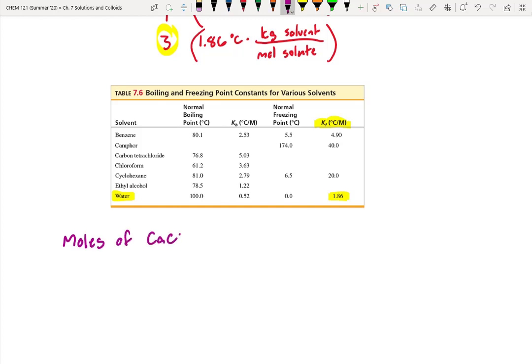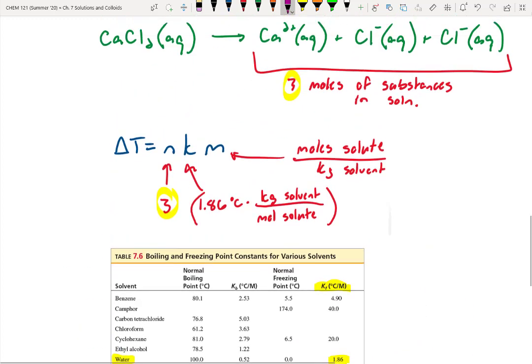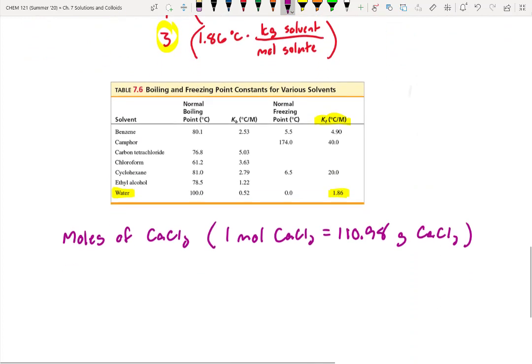Moles of CaCl2. And we know that for this, we can find the molar mass by saying 1 mole of CaCl2 is equal to 110.98 grams of calcium chloride. We'd find that from the periodic table by adding up the mass of a calcium atom plus the mass of 2 chlorine atoms. Okay, and up here it said we had 155 grams, so 155 grams of calcium chloride.